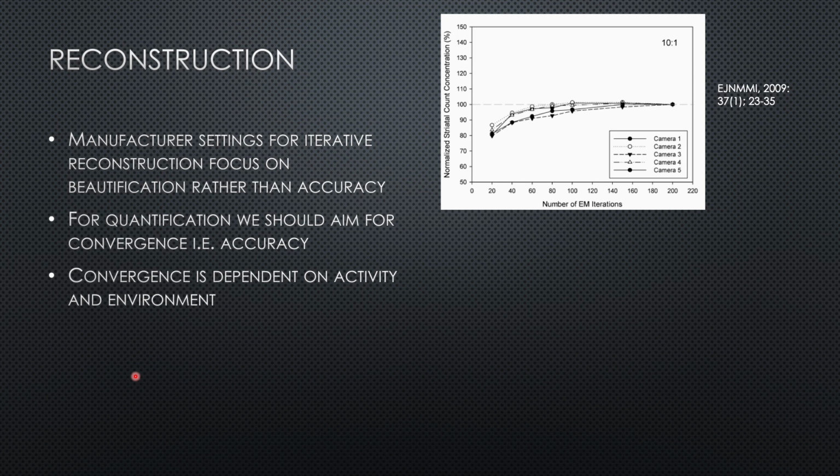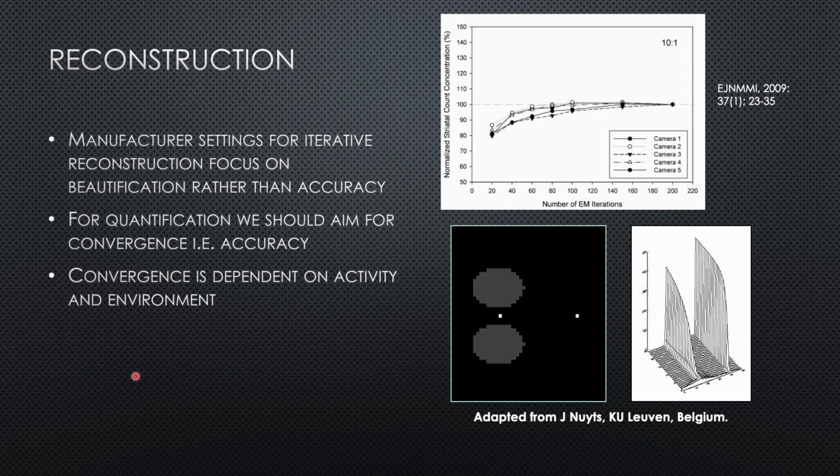So convergence is also dependent on the activity and the environment that we're working in. If we just look at this figure from Johann Neutz from a few years ago now, where he was looking at doing iterative reconstruction, and he just did 2 point sources, one surrounded by nothing and the second source surrounded by some background, you can see that you converge, you get the more accurate answer quite quickly with iterative reconstruction when the source is not surrounded by anything, but when you have surrounding activity, it takes longer to get to the true answer.